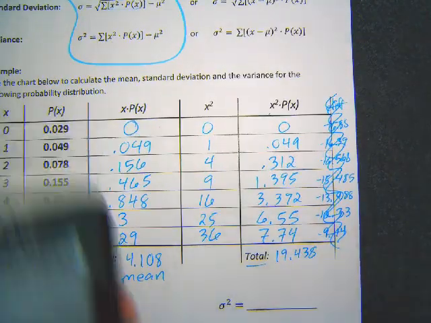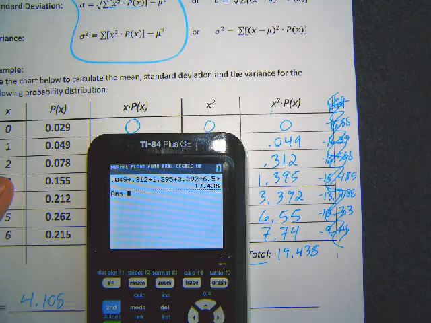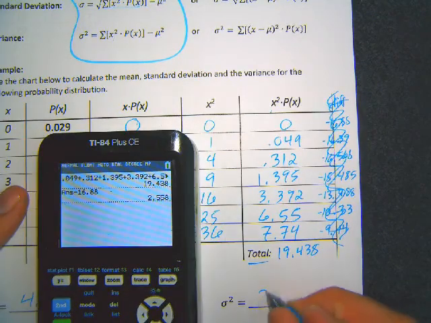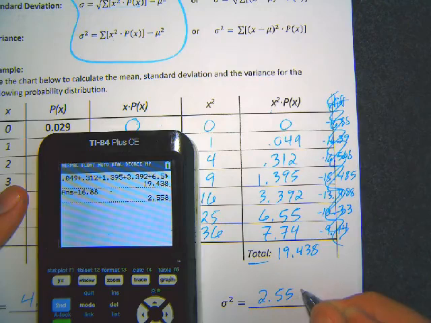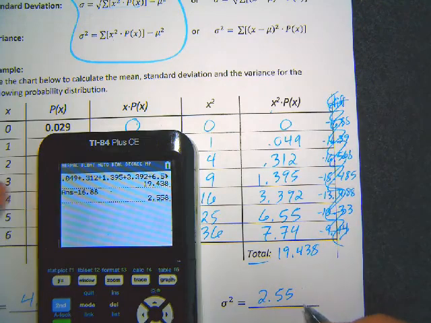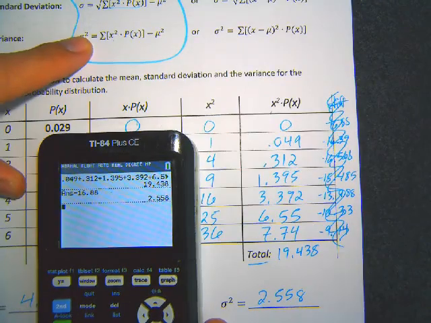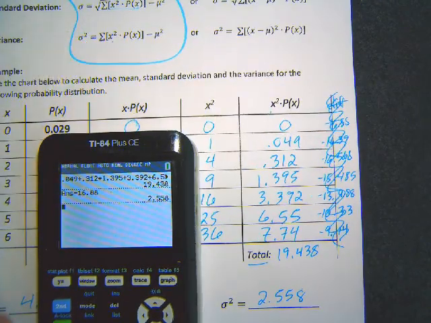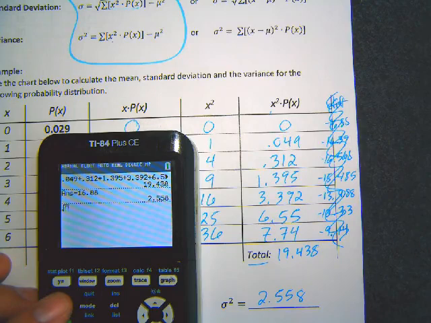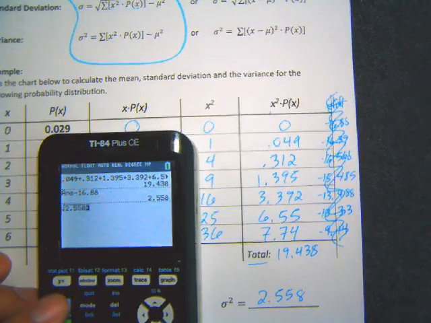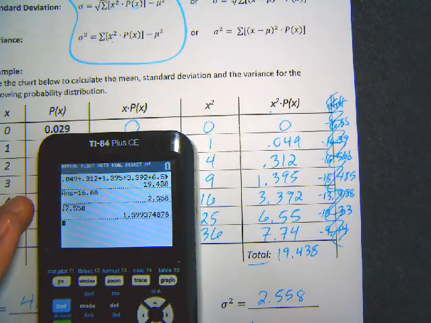19.438. Then we subtract the 16.88, and we get 2.558, which is the variance right now because we didn't square root anything yet. And then the last thing we do is we'll actually square root that answer, so 2.558. When you square root that, you get the standard deviation, which is 1.599.